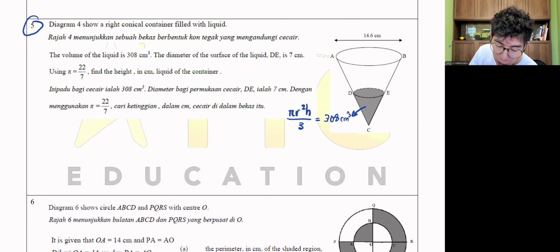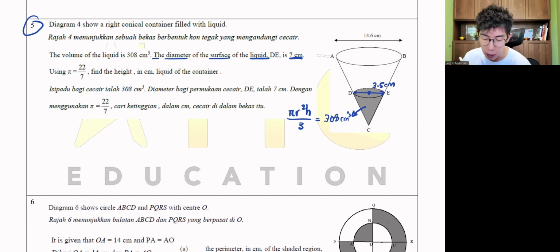Okay, then the diameter of the surface. Let me read it nicely now, later I'll see it wrongly. The diameter of the surface of the liquid is 7 cm. The whole thing is 7 cm, but I hate 7 cm because I don't want diameters. I want radius. It will be 3.5 cm. Okay, I got it ready. Then they say, using pi equals 22/7, they will definitely mention it to you. Or if you put 3.142, it is the same. Now, find the height in cm of the liquid of the container.